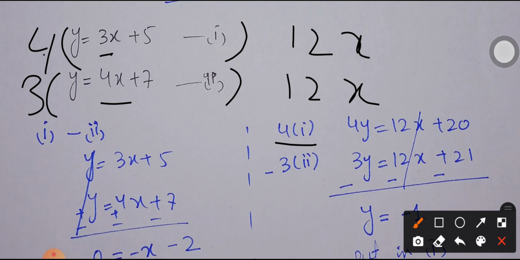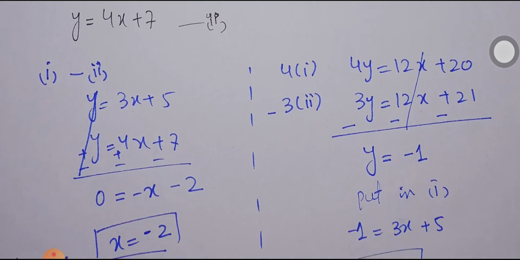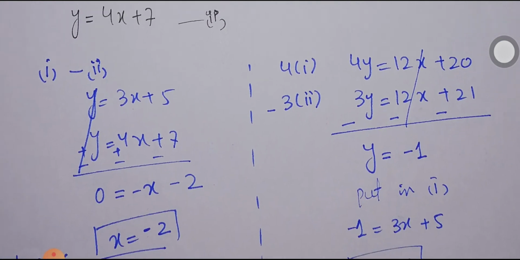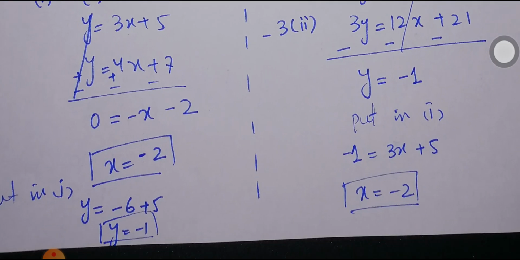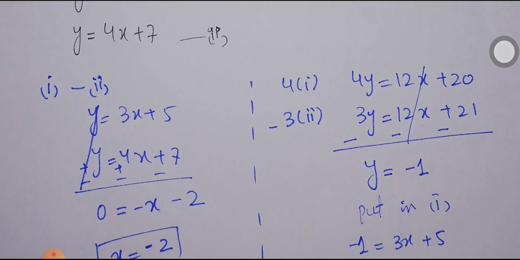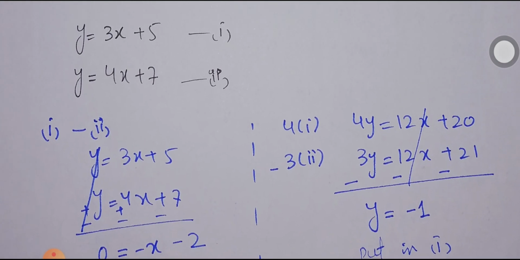Why we are subtracting these two equations? Because you can see that x is having positive coefficient in both the equations, so we are going to subtract the two equations, and by subtracting x will be eliminated and we will get the value of y, which is minus 1. Now putting this value in equation 1 or in equation 2, we will get the value of x, which is minus 2. So this is how we can eliminate a variable with different coefficients.